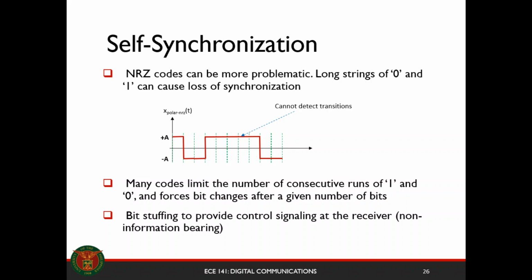So what we do to synchronize the signals properly is limit the long consecutive runs of 1 and 0 by forcing bit changes after a given number of bits. We call that bit stuffing. However, since it's just a stuffed bit, it doesn't provide us with any information, and you actually lose some data. So it's a reduction in throughput, or reduction in bits per second.